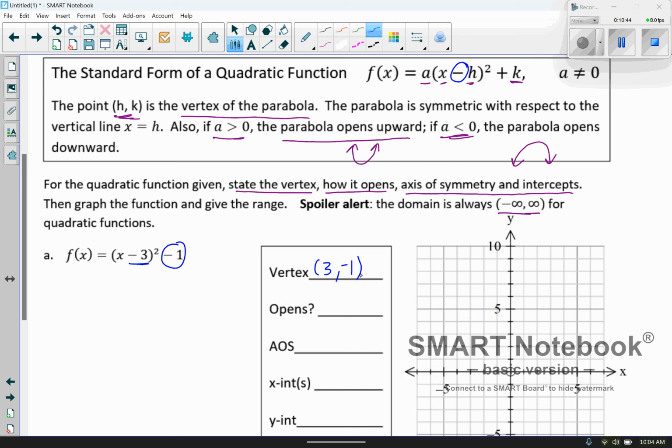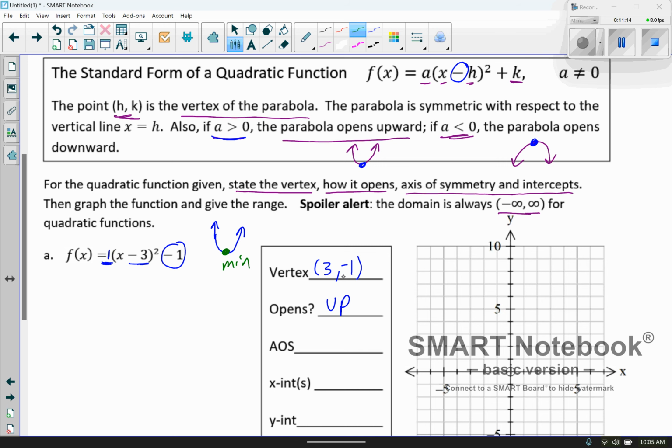So remember, the vertex is going to be either the highest or the lowest point, right? Well, the a value is in front right here, and in this particular example, it's a 1. Remember, if a is greater than 0, basically if the front value is positive, it's going to open up, right? So what does that mean? It means it's going to look like this. So the vertex is going to be the lowest point, the minimum point right there.